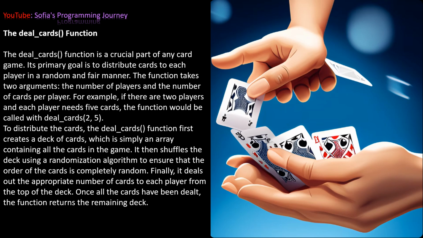To distribute the cards, the deal cards function first creates a deck of cards, which is simply an array containing all the cards in the game. It then shuffles the deck using a randomization algorithm to ensure that the order of the cards is completely random. Finally, it deals out the appropriate number of cards to each player from the top of the deck. Once all the cards have been dealt, the function returns the remaining deck.